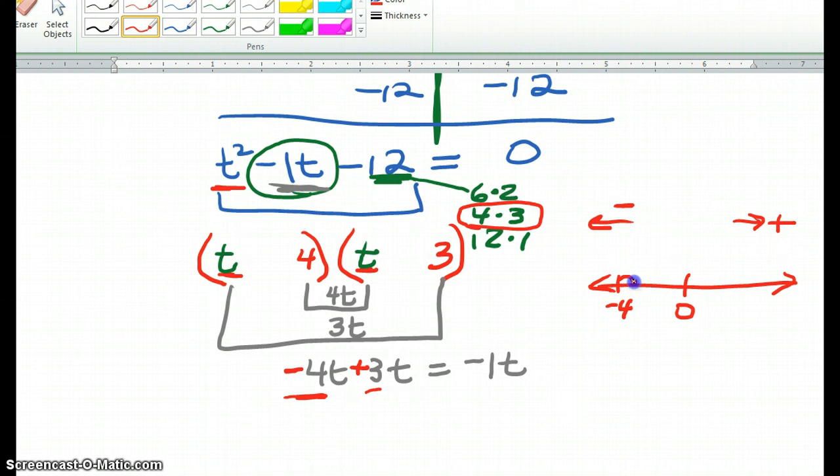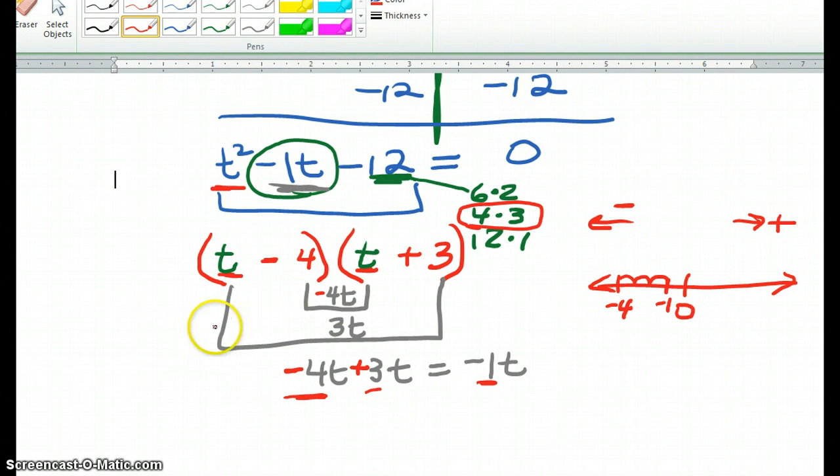So 1, 2, 3, where are we when we go 3 times, right? So that's negative 3, negative 2, negative 1. So we're at negative 1. So that's how we know we get negative 1 out of here. Okay, so now let's put in our signs. So the 4 should be negative, and the 3 should be positive.